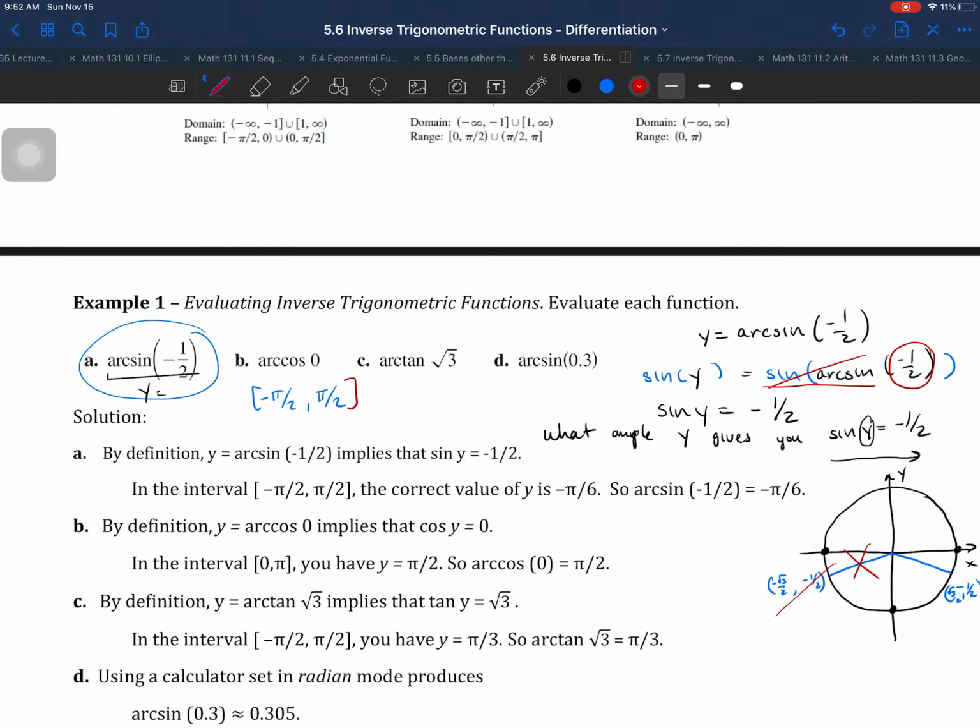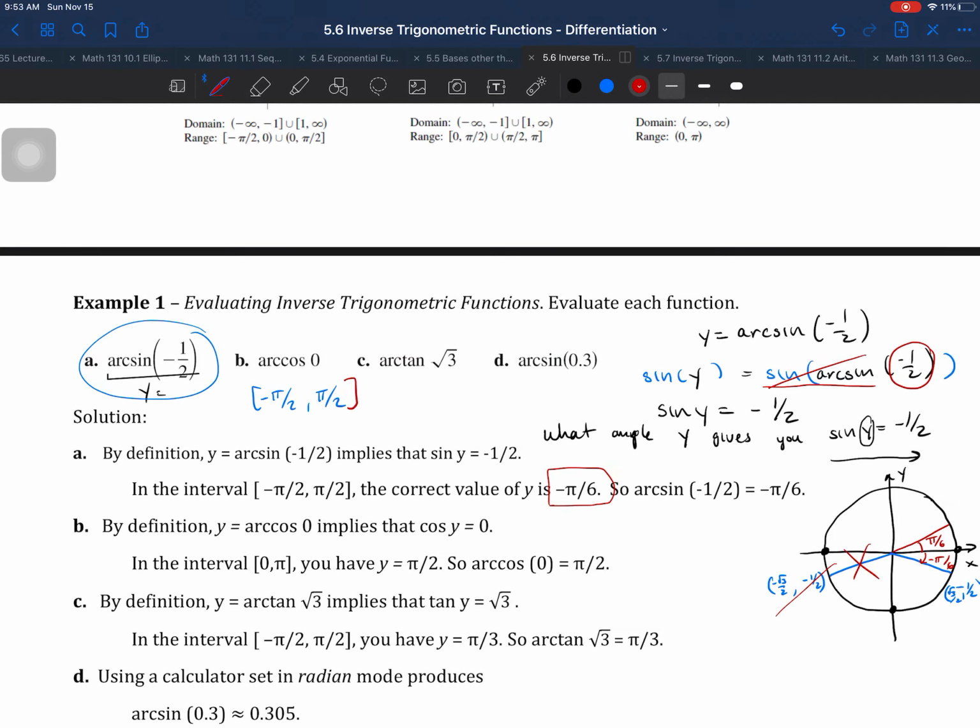I remind you that this right here will give you 1/2 for a sine, and that angle happens to be pi/6. So that means that this angle here will be negative pi/6, and that's how we found our value. So the arcsine of this is pi/6. All right, I hope that helps you guys with this.